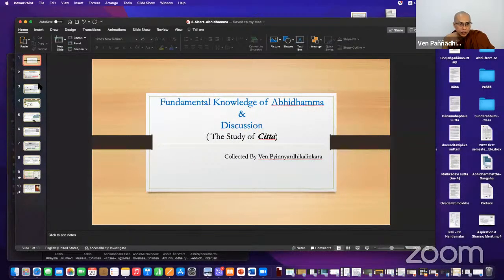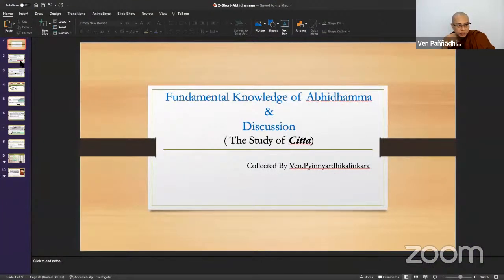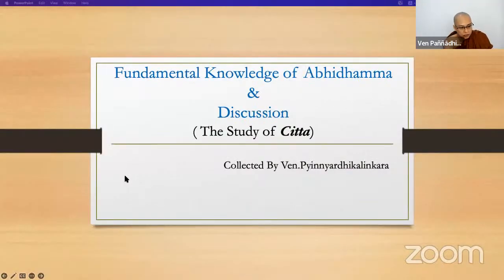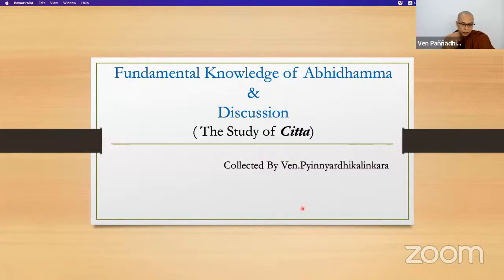Okay, let's start our Abhidhamma study. So today we are going to study about the Citta. So we will discuss the consciousness. You have to remember the four ultimate realities before we continue to the Citta. Citta is one of the ultimate realities. Let's review what the four ultimate realities are.